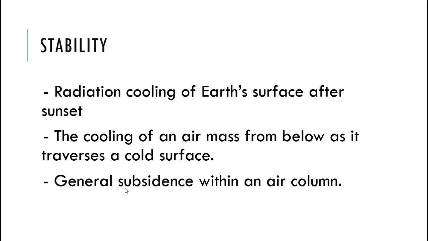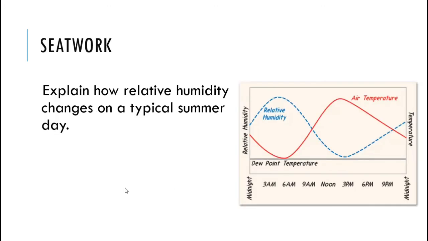So stability, radiation cooling of Earth's surface after sunset. So, after sunset naman, mas cooler na yung surrounding temperature. Then, cooler na yung air. It will no longer rise. Di na siya magmo-move upward. The cooling of an air mass from below as it traverses a cold surface. Magkakaroon din ng stability. And then the general subsidence within an air column. If it's colder, so that means it will sink. So that is stability.